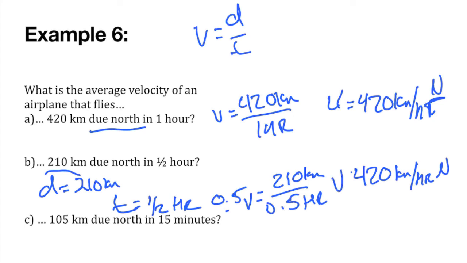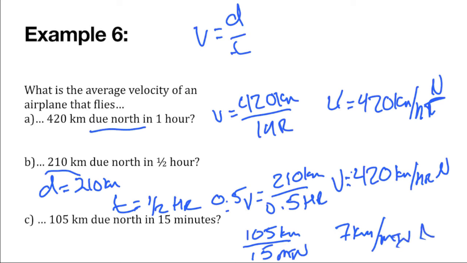Now, this last one. Tricky? Not really, because it gives me a distance and a time. That's true. So I could just do 105 kilometers divided by 15 minutes. And this comes out to be 7 kilometers per minute. Okay, so the important thing is that you're paying attention to kilometers and minutes, things like that.